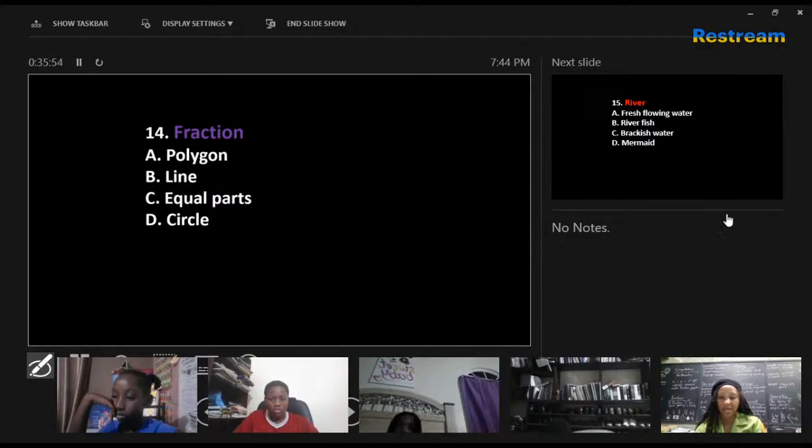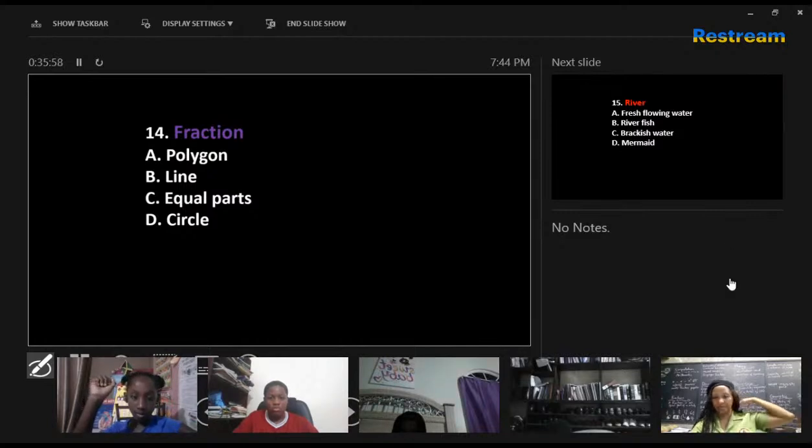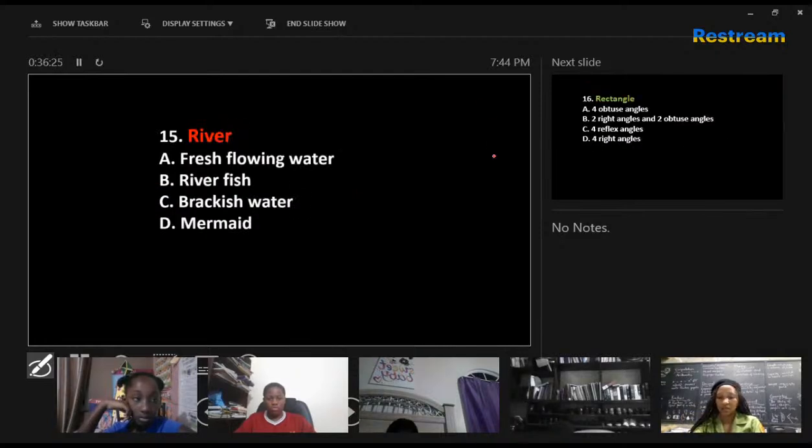Equal parts. Nyla, Kashmar, Maceline, Janice, Nia. Cashmark is saying it depends on what type of fraction. Why Cashmark? Why does it depend on the type of fraction? Victor also says C. All fractions must have equal parts. In order for us to compare the parts, they must first be equal. Shelley, stay on number 15.